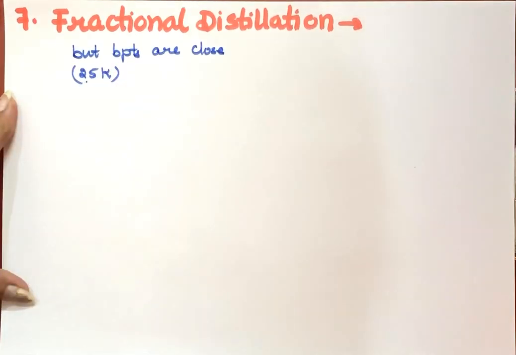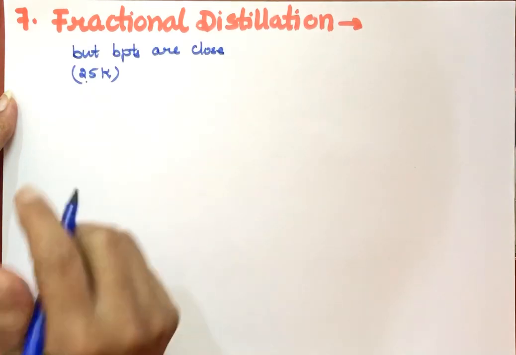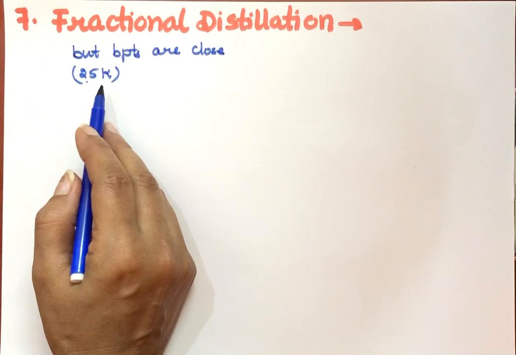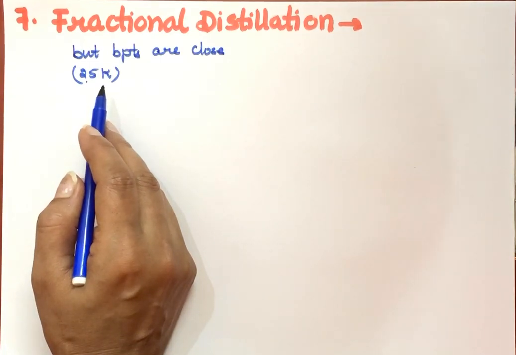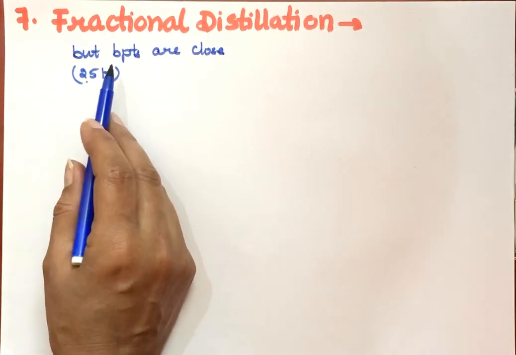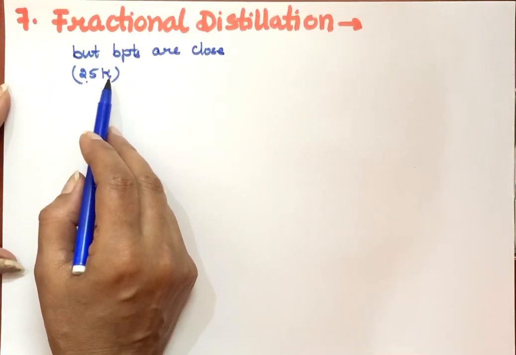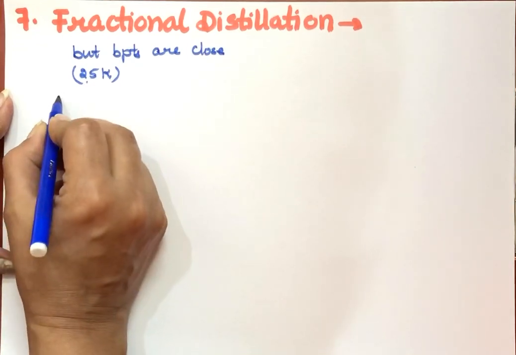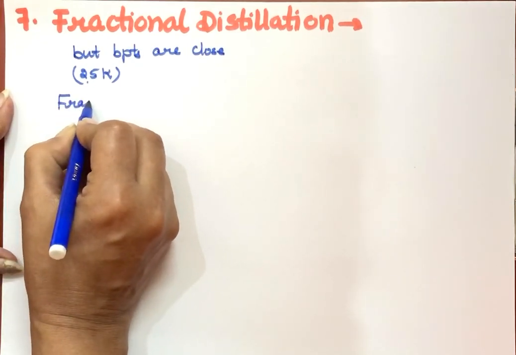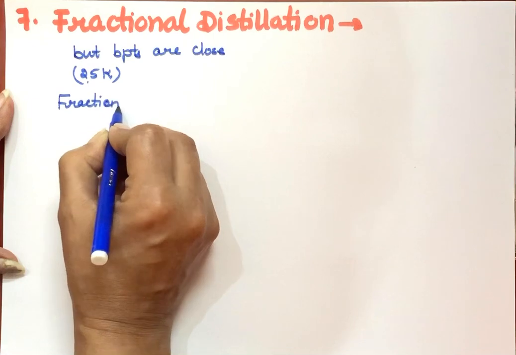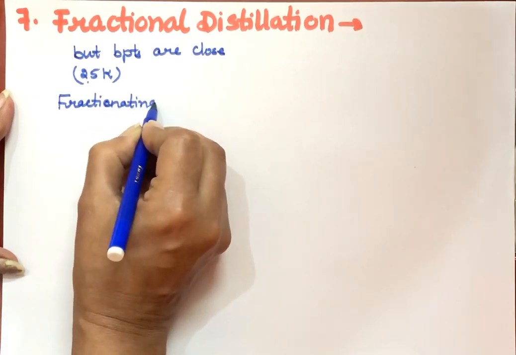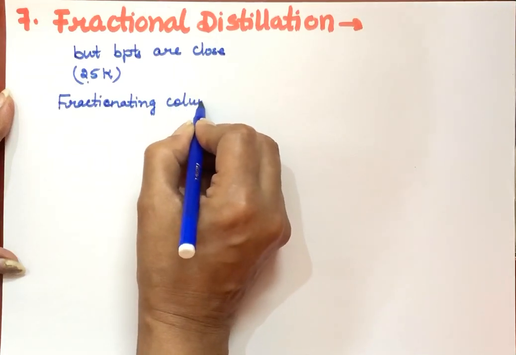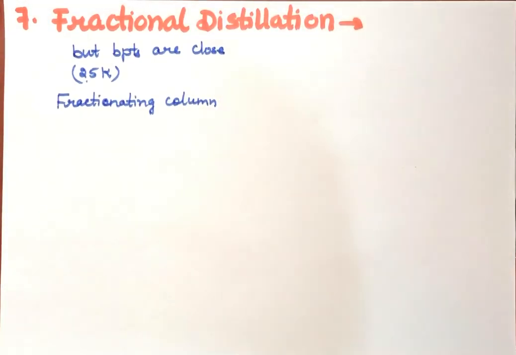If this much difference is there, then what will happen if we do simple distillation? The vapors of both the components will evaporate and they will mix up, and when we condense again we'll get the mixture back. So how can we keep the two components separate so that they do not mix? In this method we take a fractionating column. Fractionating means fractions are there in this. So the components are not mixing up, they will remain in fractions only.